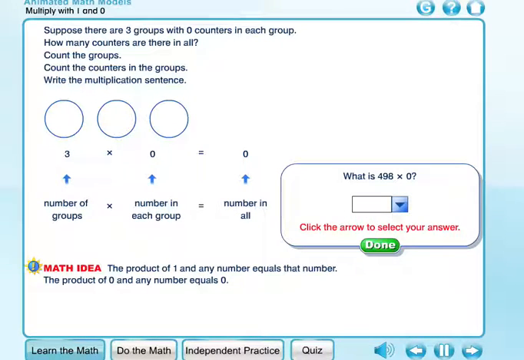What is 498 times 0? Click the arrow to select your answer. The 0 property says any number times 0 is 0. So that means our answer is 0. That's right. The correct answer is 0.